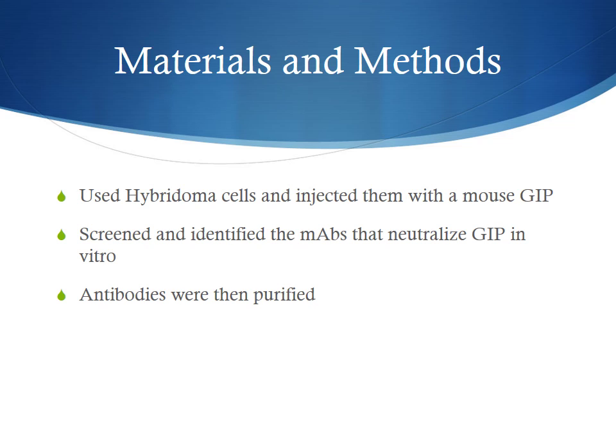They then screened for the antibodies using ELISA and identified which bind to the GIP in vitro by using a GIP receptor expressing cell line. These antibodies were then purified and were then ready to be injected into the mice for the diet study.